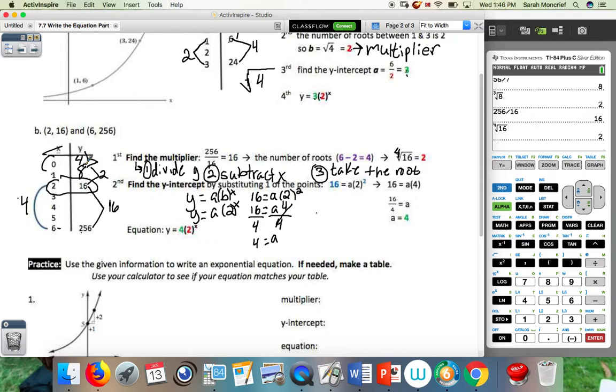And that is all for lesson 7.7. Now remember, A, always make a table when you have a graph. B, use this when your x values aren't consecutive, so that means you get a number other than 1 when you subtract, you got to take the root.